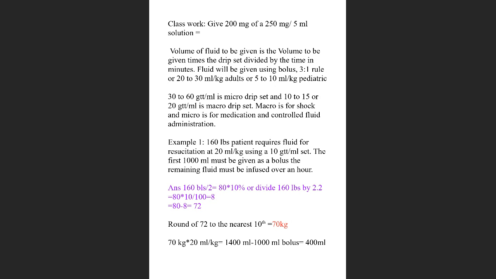2 zeros, put down your 2 zeros, 2 sevens, 14. So the patient must get 1,400 mils. The question says you are to give 1,000 as a bolus. So subtract 1,000 from the 1,400 mils. That gives you 400 mils remaining. So you're giving 1,000 as a bolus, and then 400 mils must be given over 1 hour.